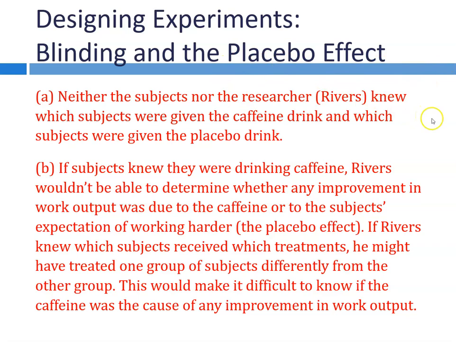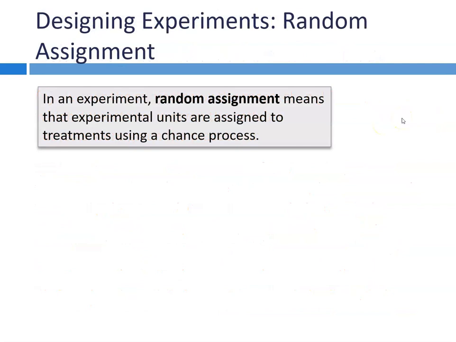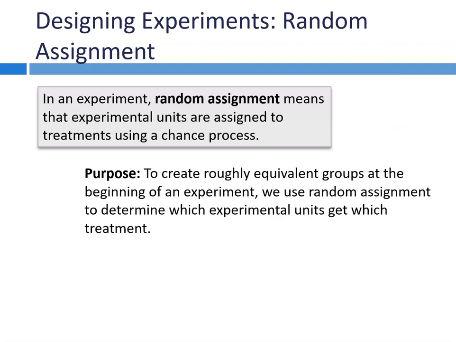Another important aspect in designing experiments is going to be random assignment. Now, this is not random sampling. We're not sampling. This is not an observational study. We're not doing a survey. This is random assignment, so it is different. In an experiment, random assignment means that experimental units are assigned to treatments using a chance process. Why would we want to do this? Well, the purpose is to create roughly equivalent groups at the beginning of an experiment, and so we would use this random assignment to determine which units get which treatment.